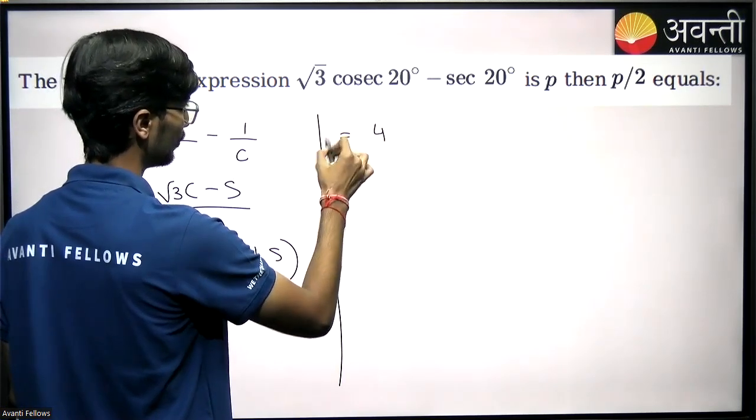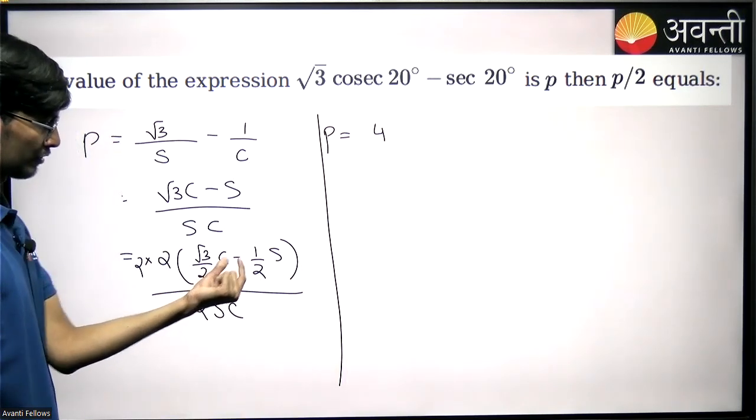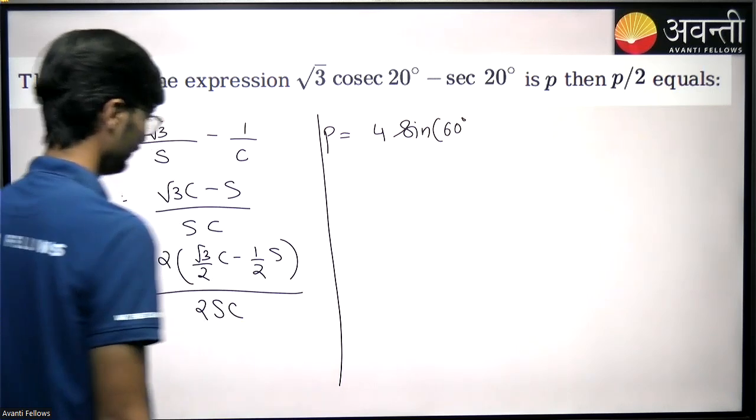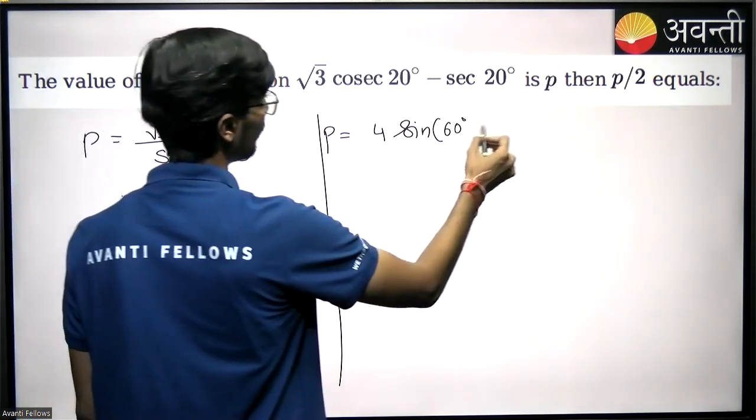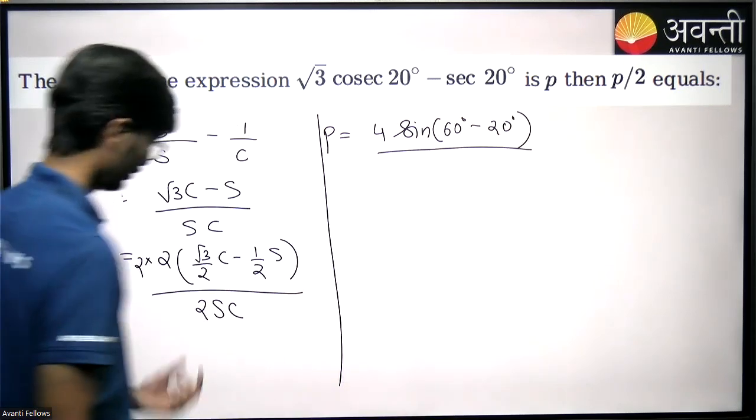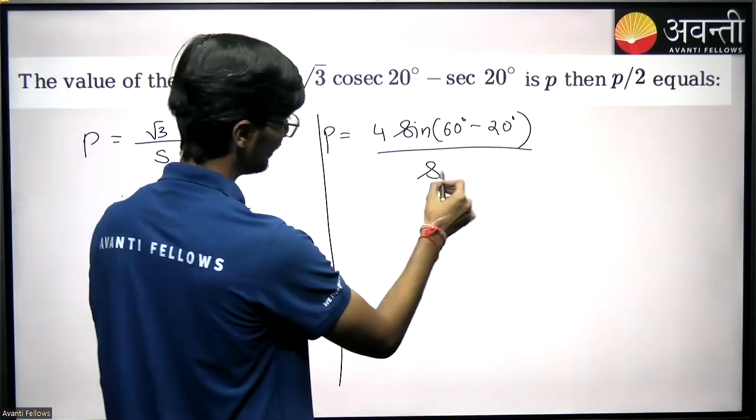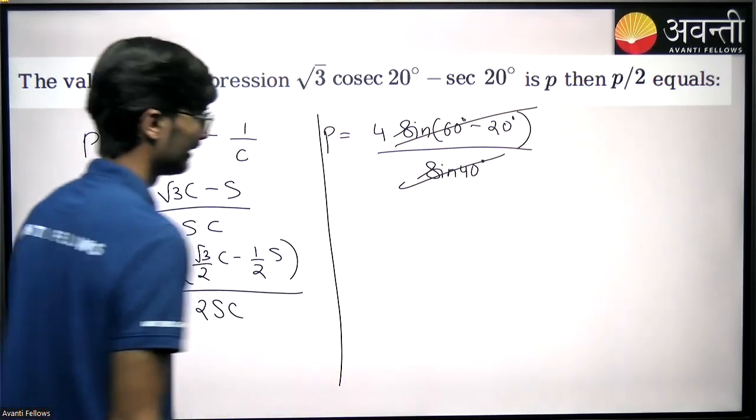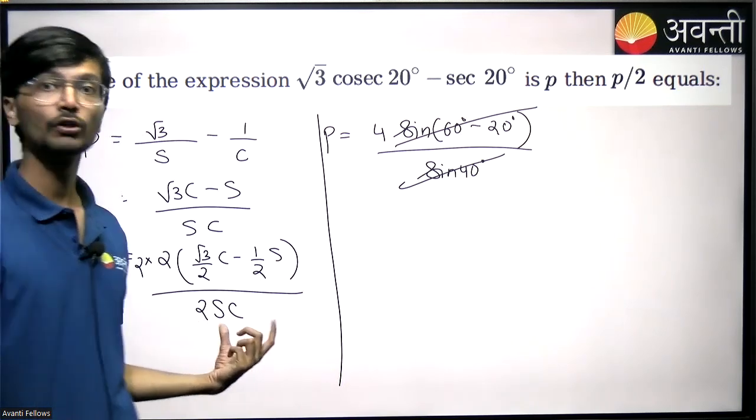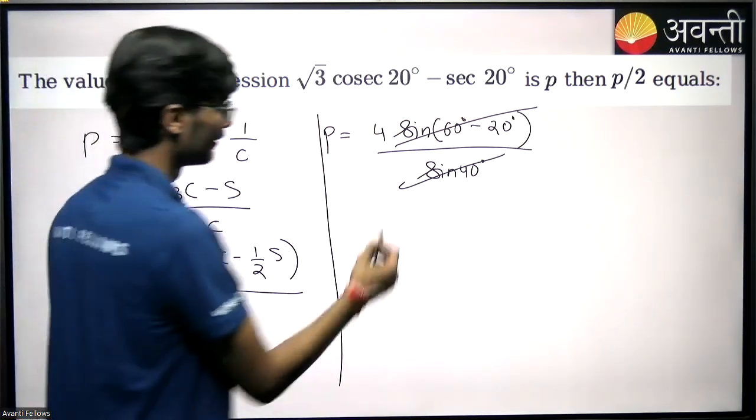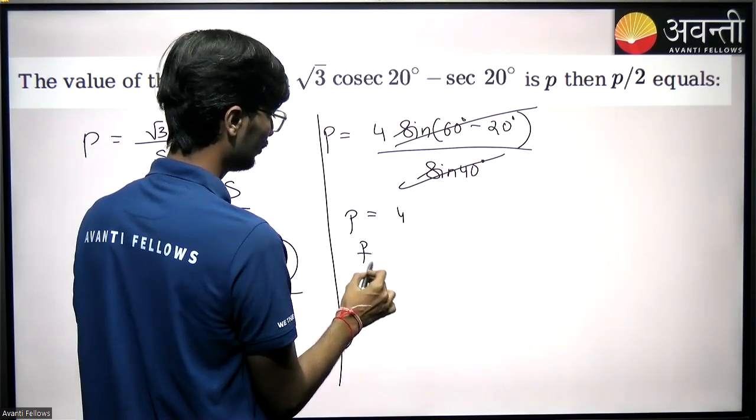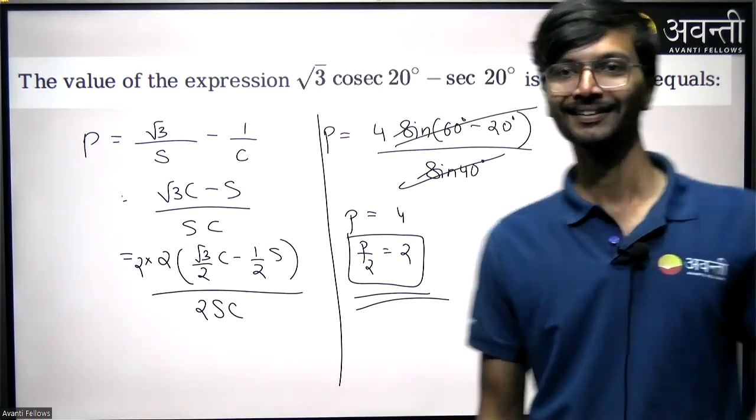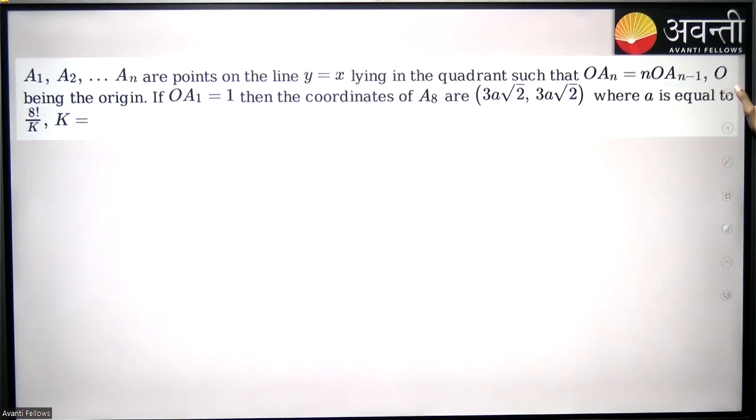So what will it be? 4 sine A cos B minus cos A sine B. So I'll get sine of 60 cos minus sine, this angle was 20. Here 2 sine 20 cos 20 will be equal to sine 40. So as you can see, sine 40 and sine 40 will get cancelled. The 2 sine cos, the angle was 20, remember. Right, guys? So I'll get 4. So what is P by 2, guys? P by 2 is 2. Simple. P by 2 we wanted to find, correct? Let's see what we have next.